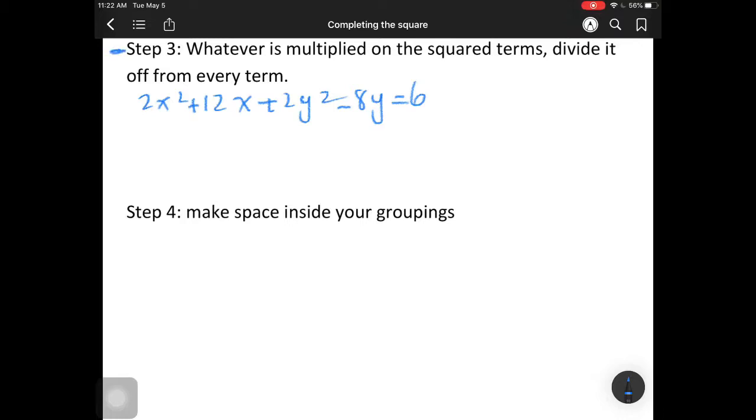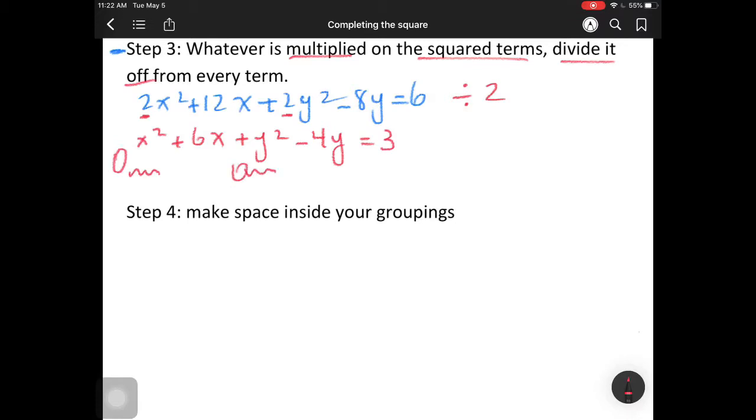So what does step 3 say? Whatever is multiplied on the squared terms, divide it off from every term. As you can see here, we have 2 multiplied here and 2 multiplied here, so we want to get rid of it. This is why they're saying divide it off. So you divide everything by 2. This would give us x squared plus 6x plus y squared minus 4y equals 3. And this is it for step 3, because for step 3 we care to have x squared without a coefficient and y squared without a coefficient.